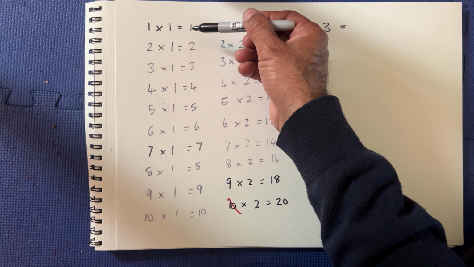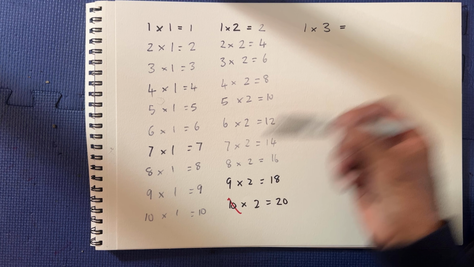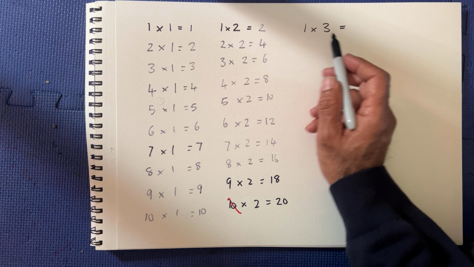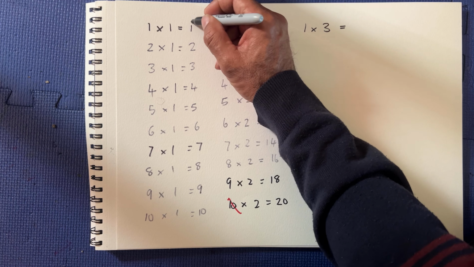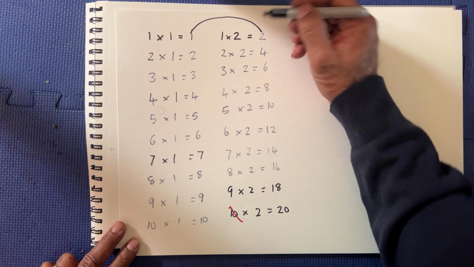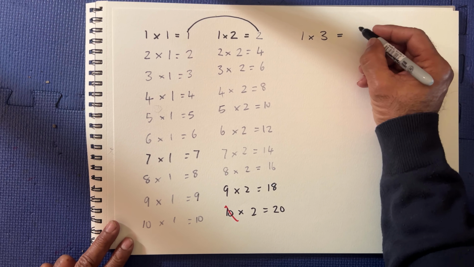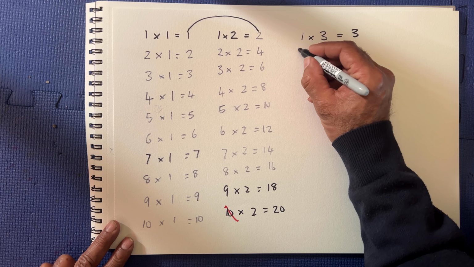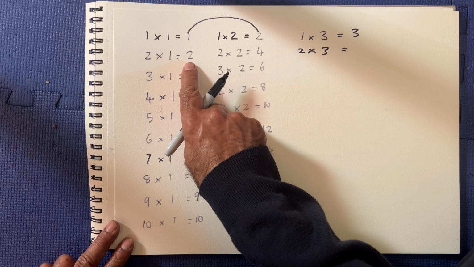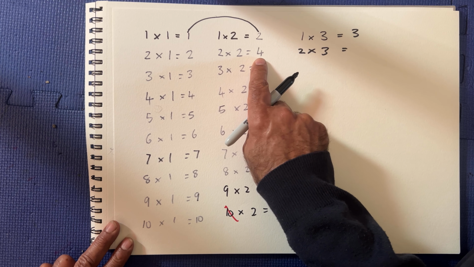And this was really easy. Look, 1, 2, 3, 4, 5, 6, 7, 8, 9, 10. So let's do the 3 times table. 1 times 3 is actually this added to this. So what's 1 plus 2? It's 3. What's 2 times 3? It's easy. It's this 2 added to this 4.